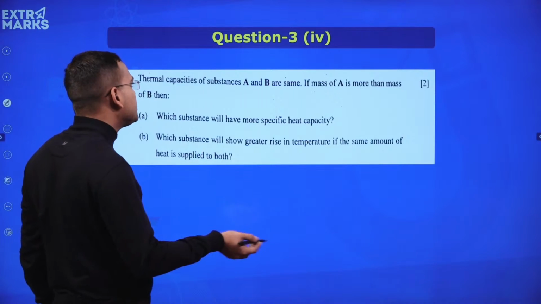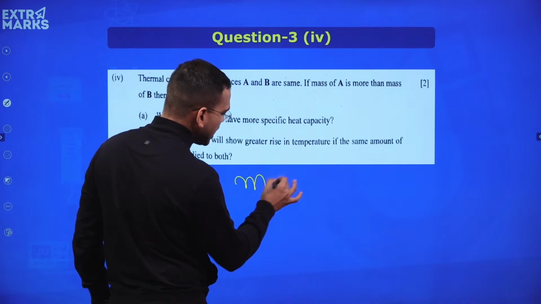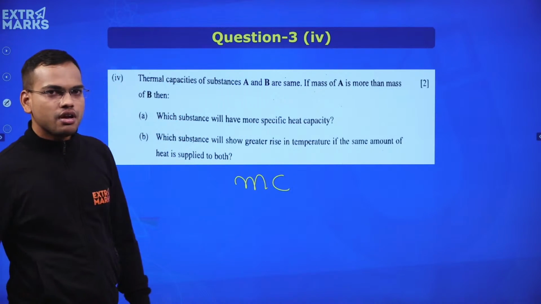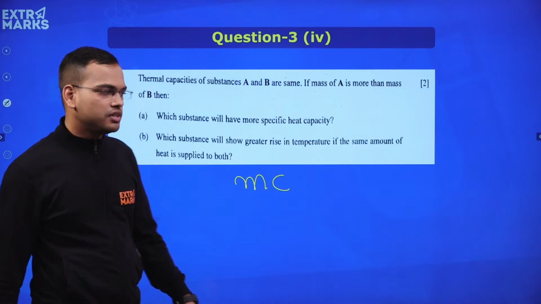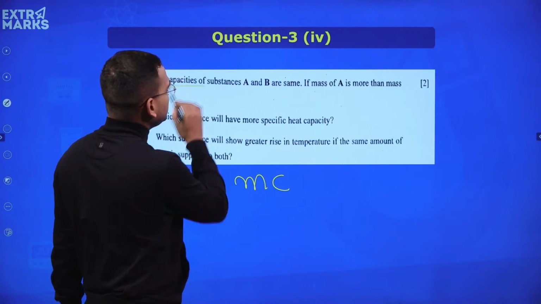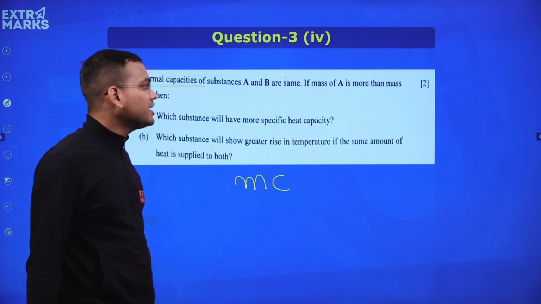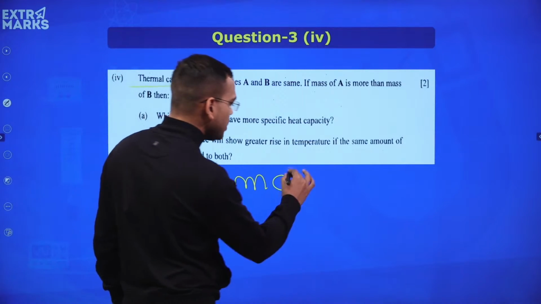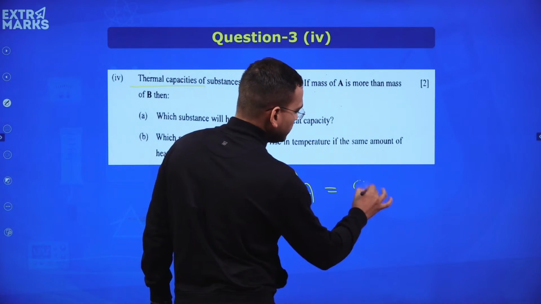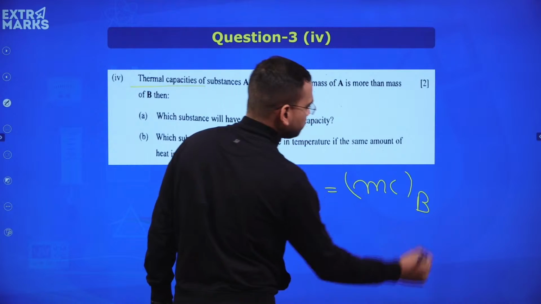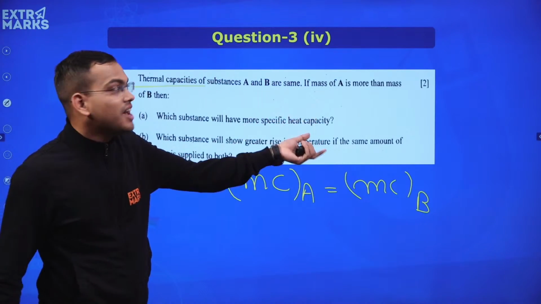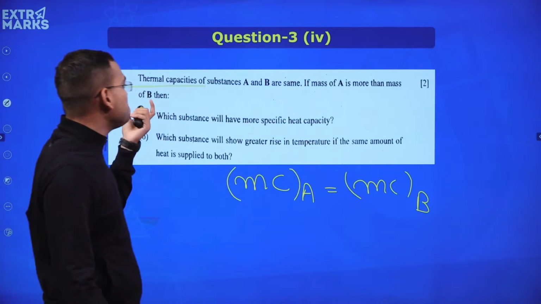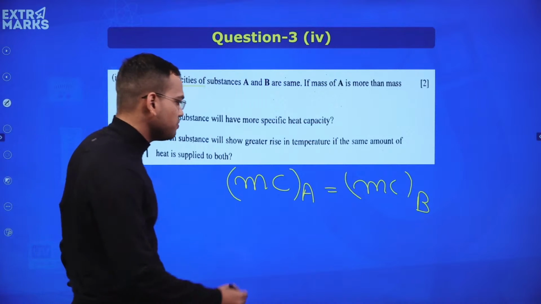Very simple. Heat capacity, thermal capacity is nothing but M into C, mass multiplied by specific heat capacity. Now the question is saying that the thermal capacity of substance A and B are the same. They are the same. So M into C of A equals M into C of B. And the question is also saying that mass of A is more than mass of B.